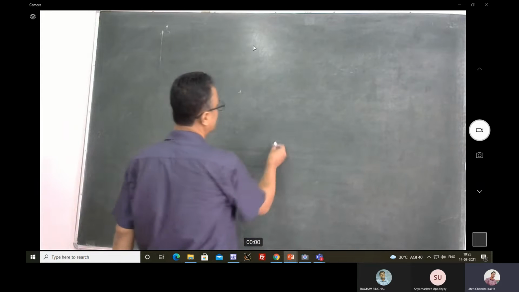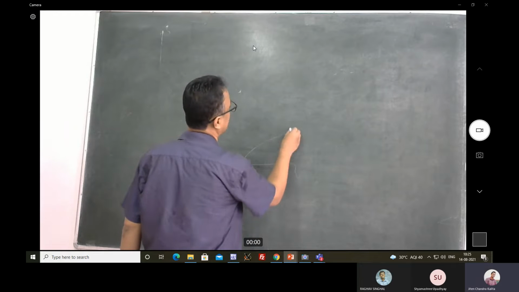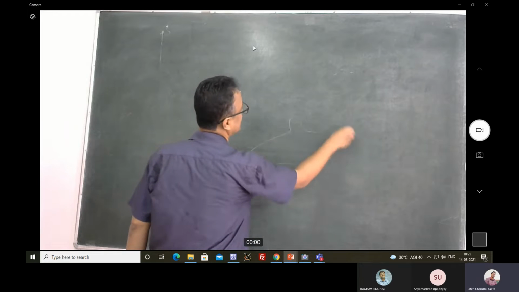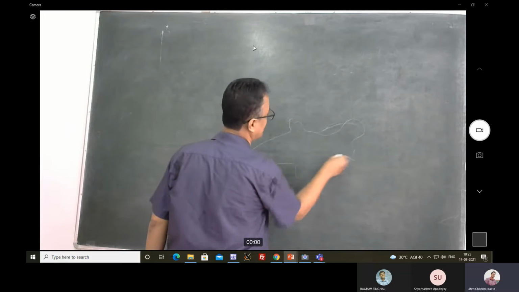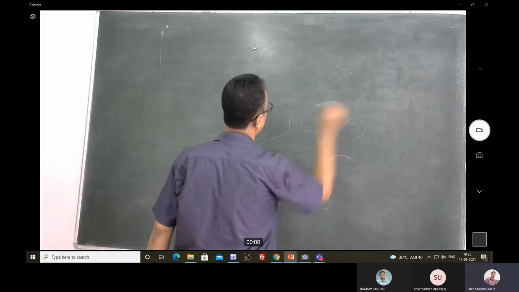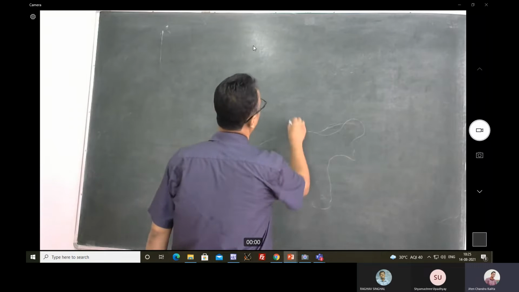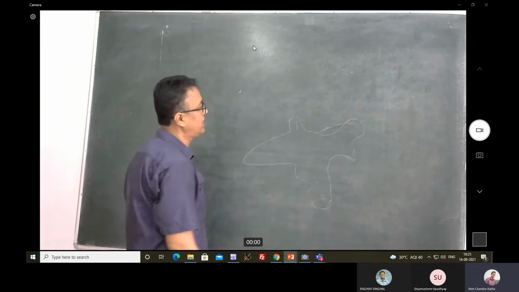Those lines signify equal temperature. So now, suppose this is the rough map of India. Say here is the northeast, and this is the northern part, and this is the western part, and this is the southern part. Okay.